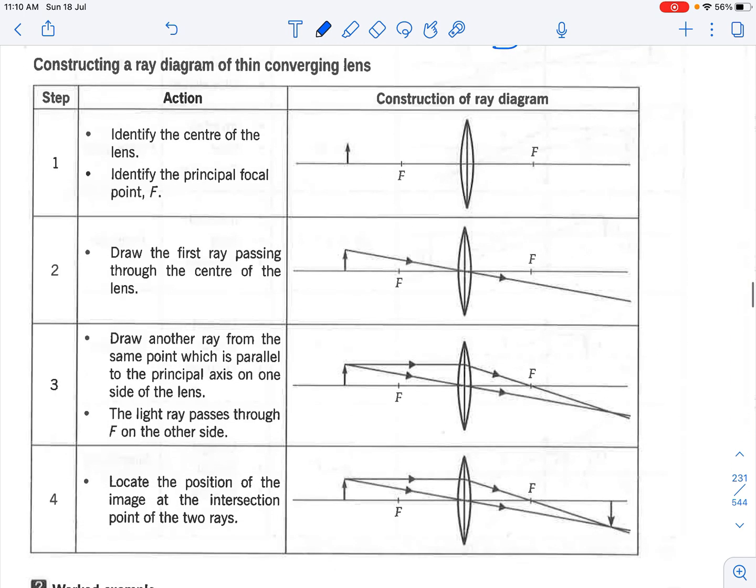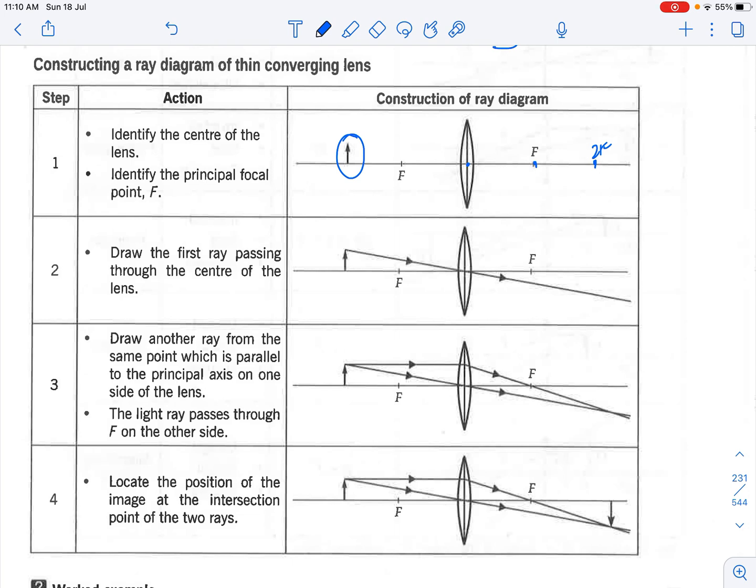So one way to remember how to go about drawing the ray diagram of a thin converging lens is, number 1, first determine the height of the object, and at the same time label the principal axis, which will align with the center of the lens. Next, you have to take note of where the focal point is, so there'll be F here, sometimes it can be until 2F and vice versa.